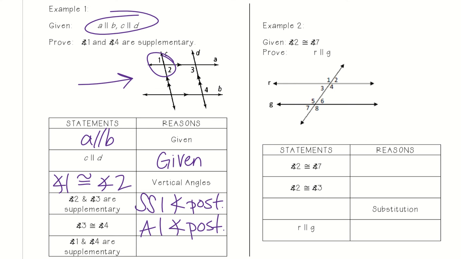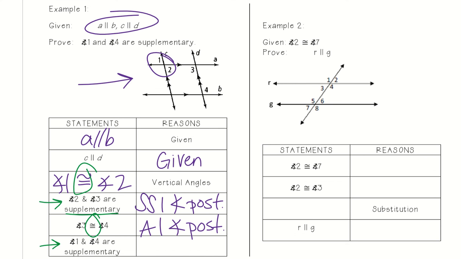All right, now this is where it's going to get a little tricky. I see that angle 1 is congruent to angle 2, 2 and 3 are supplementary, 3 and 4 are congruent. So how can I change this statement, the only other one that says supplementary, to be this statement? Well, I need that 2 to become a 1. I can do that because 1 and 2 are congruent. I need 3 to become a 4. I can do that because 3 and 4 are congruent.